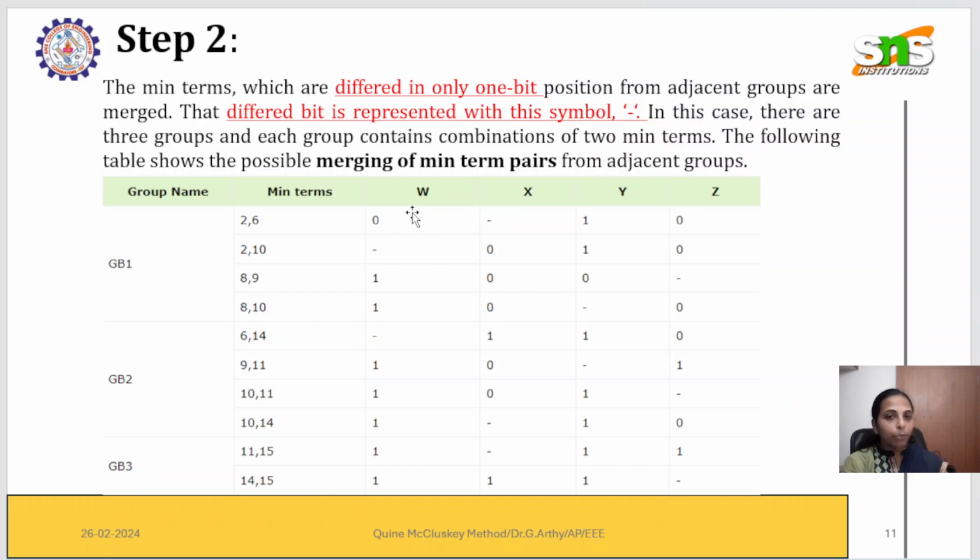For W, in 2 W is 0, in 6 also W is 0. If we consider Y, in 2 Y is 1, in 6 also Y is 1. If we consider Z, for 2 this bit is 0, and for 6 also this bit is 0. So this is the only bit which varies, and so we are replacing it by a dash.